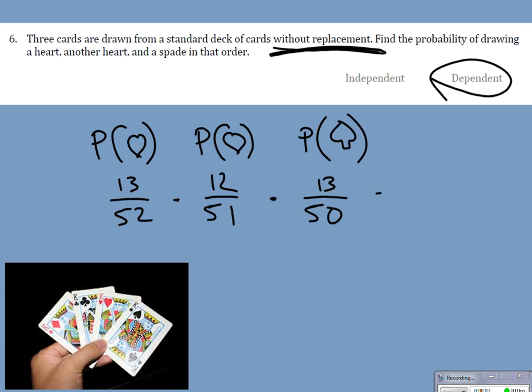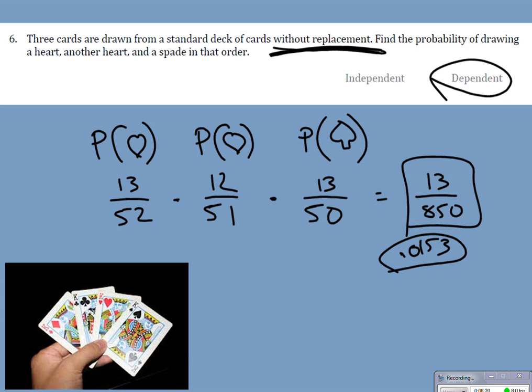So when I do that simplified, it's going to be 13 out of 850. That's what my simplified answer is going to be. As a decimal, that'd be 0.0153. That's what that would be.